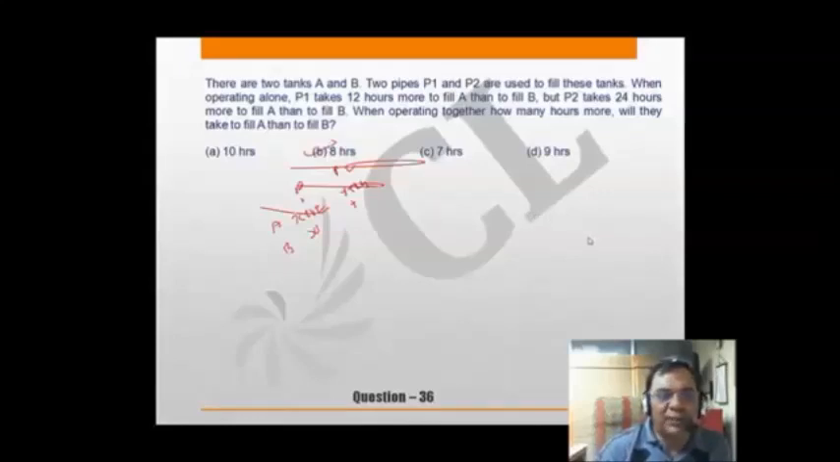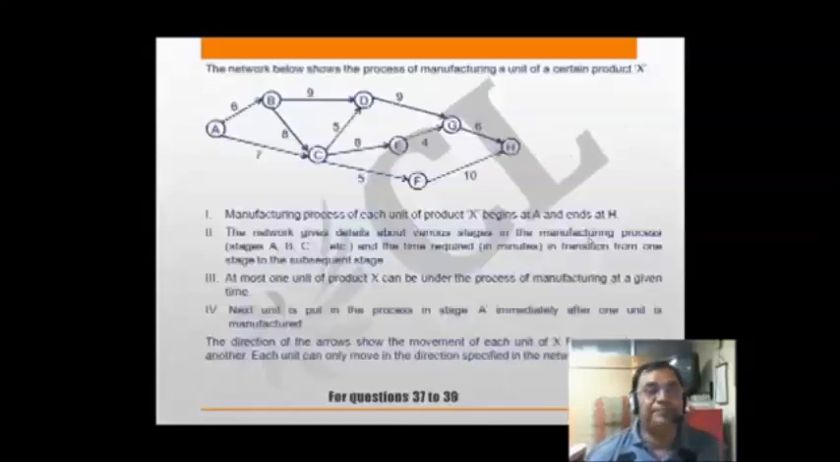Because it's 12 hours, why B is taking 24 hours? That means it is at half the speed. It is half the speed. So the fact is 12 hours. So half is reduced, so it will become 4 hours. So it will become 8 hours.